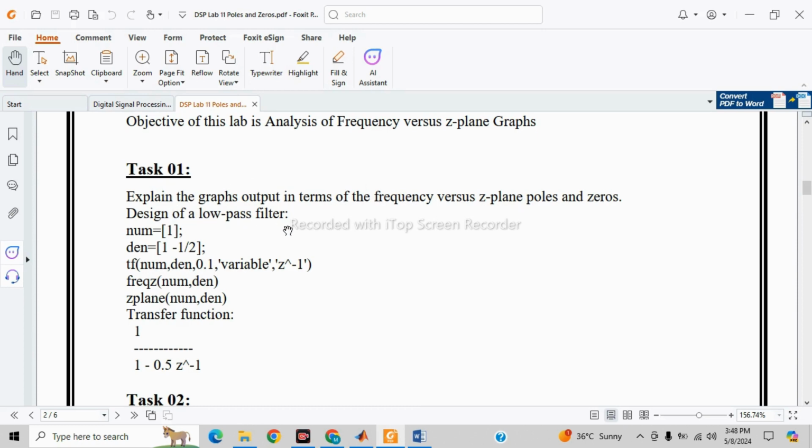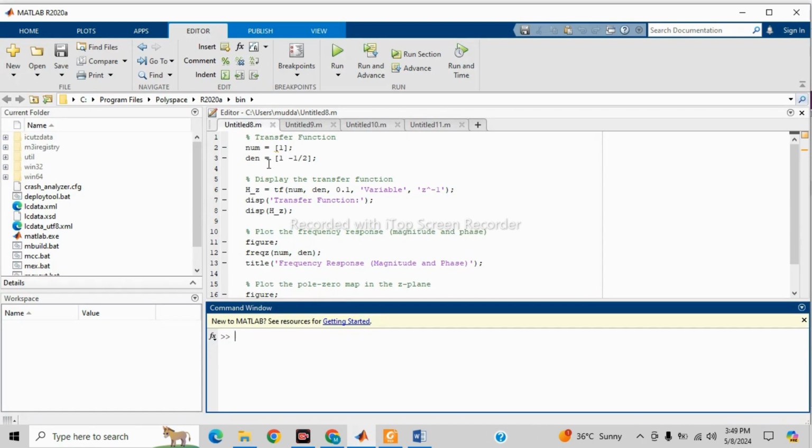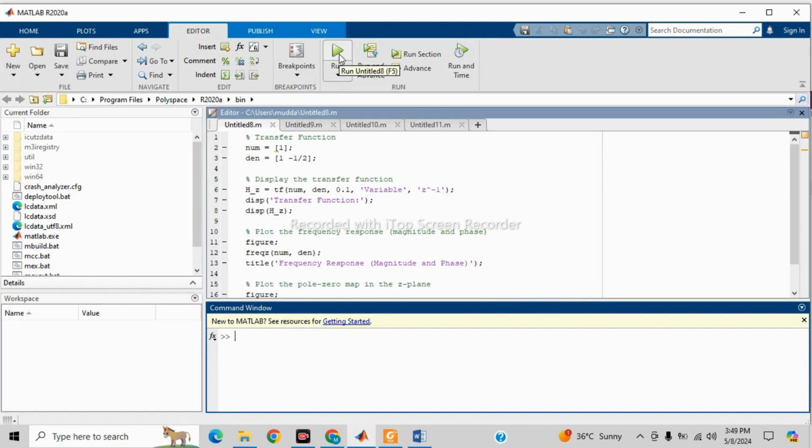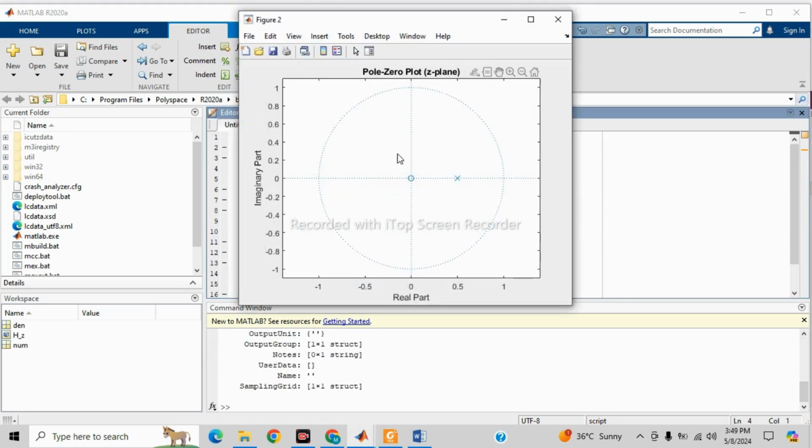Design of a low-pass filter. Here is the code and I have to implement this in MATLAB. This is the code I have written in MATLAB, and the output of this code is here. Here is the pole and this is the zero. Pole is on 0.5 and this is the unit circle.